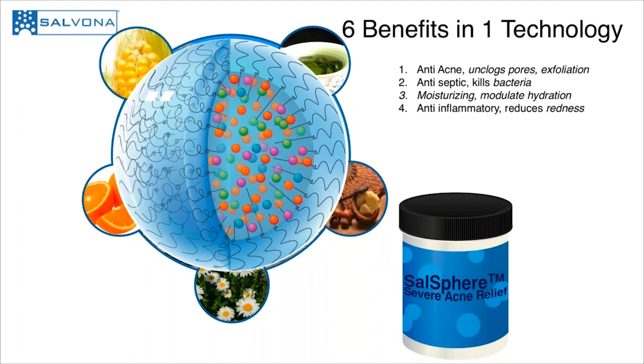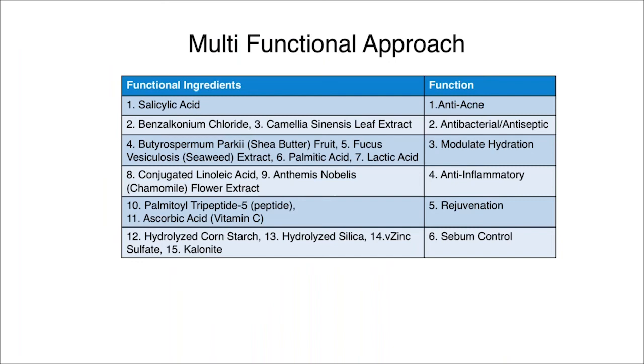It contains anti-inflammatory agents that can immediately reduce the redness. It contains some ingredients that can minimize the formation of scars and rejuvenate the skin. And number 6, it controls the sebum production, which is a key element in reducing the growth of acne. In the following table, you see more details of what is included.